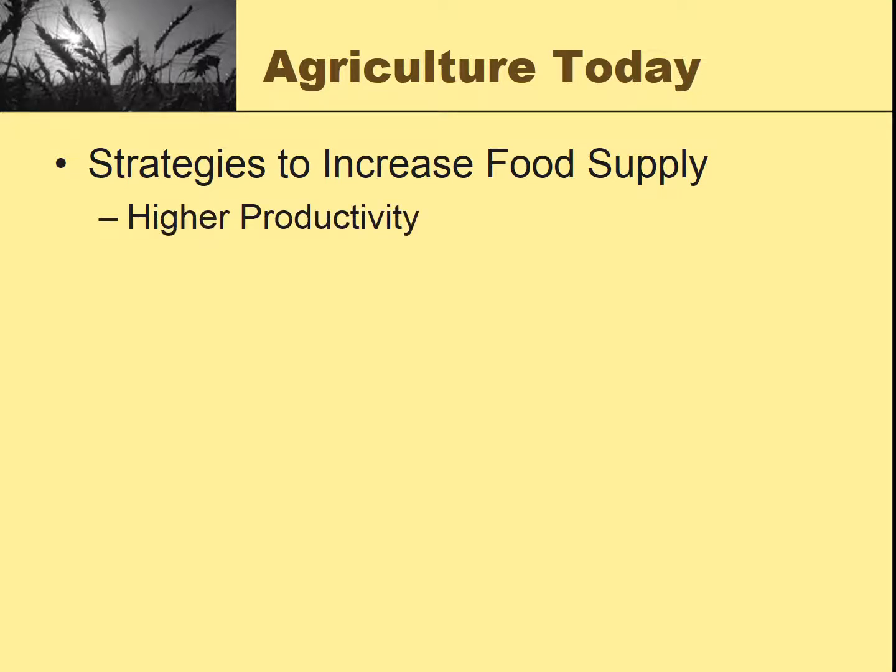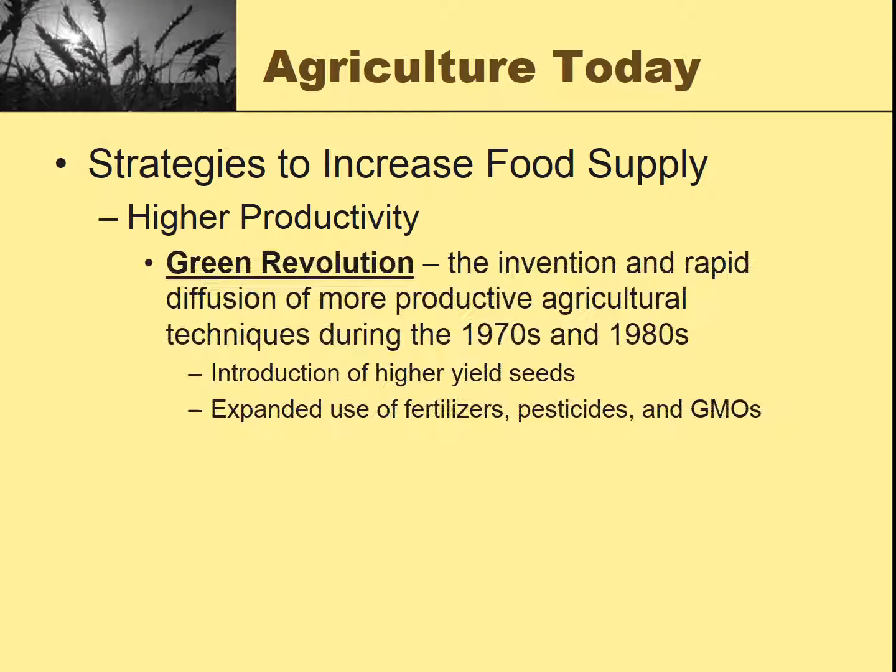We can focus on increasing productivity, to build off of what happened during the Green Revolution. The Green Revolution is often called the Third Agricultural Revolution, and it's the invention and rapid diffusion of more productive agricultural techniques during the 1960s, 70s, and 80s. We're talking about the introduction of higher yield seeds and the expanded use of fertilizers, pesticides, and GMOs. Particularly the Green Revolution was beneficial, at least in the short term, for less developed regions. We're talking about sub-Saharan Africa, the Indian subcontinent, Central and South America.